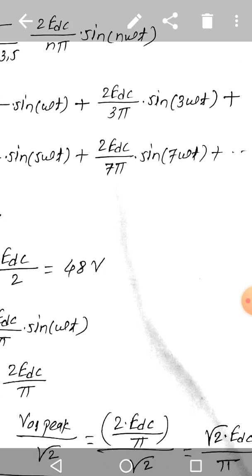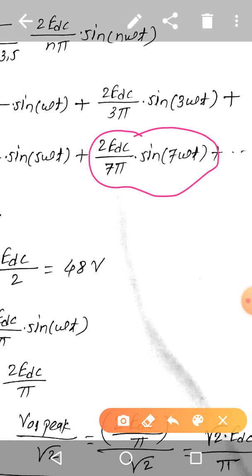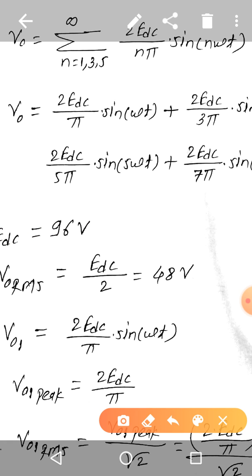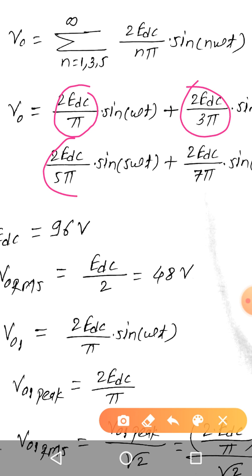Similarly, n is equal to 7: 2 EDC by 7 pi into sine of 7 omega t. So here, if you check the output voltages for the fundamental, third, fifth and the seventh harmonic, all these are sinusoidal terms, right? So here can we say that 2 EDC by pi is the peak value of the output voltage due to the fundamental component? Yes.